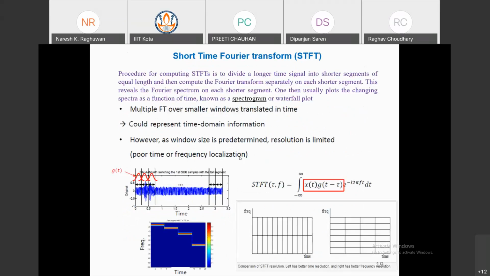Yeah, slide number 90. So how do you overcome this lack of information about time? The procedure for computing the STFT is to divide a longer time signal into shorter segments. Into shorter segments. How?